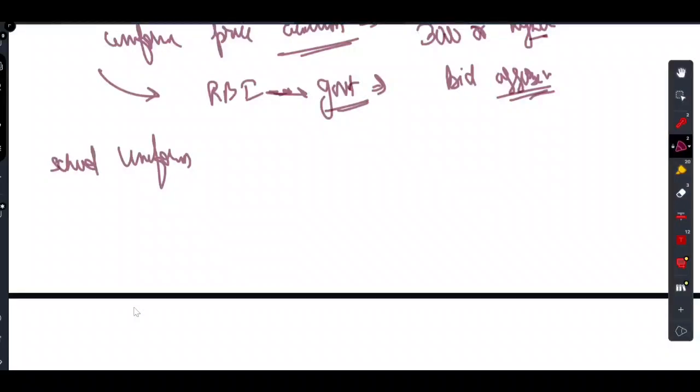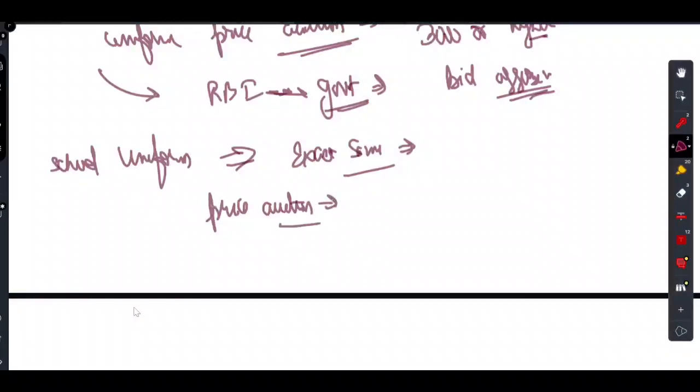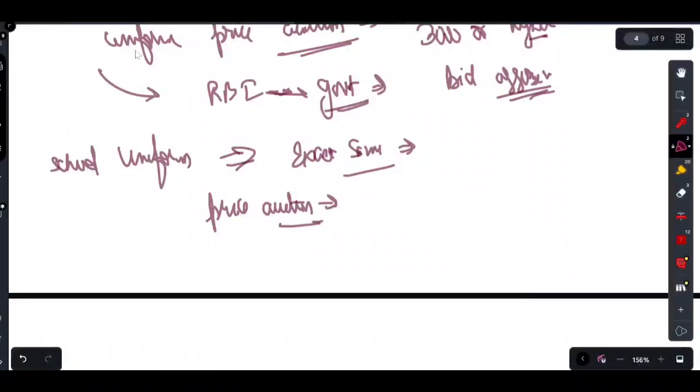What is the point of a school uniform? It makes sure that every single student looks the exact same, so that nobody feels foolish or left out. So remember, in the uniform price auction, everyone pays the same price. Because everyone pays the same cutoff price, nobody feels foolish, which magically cures the winner's curse.